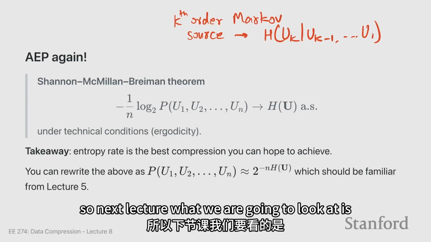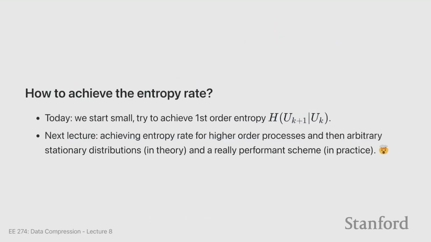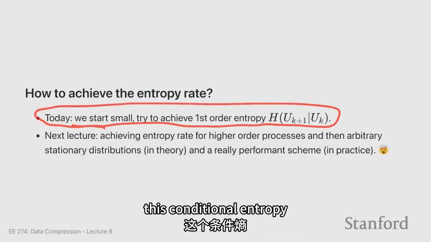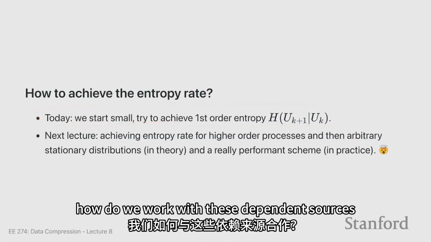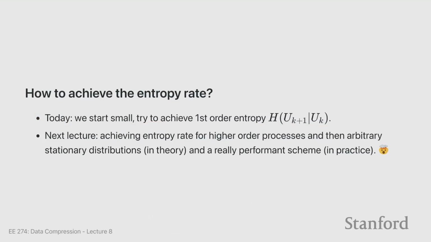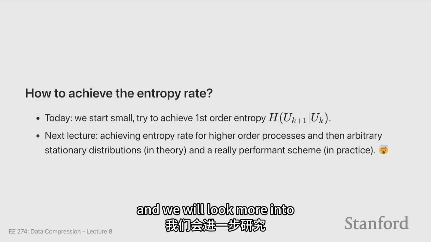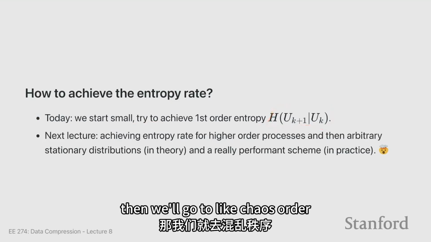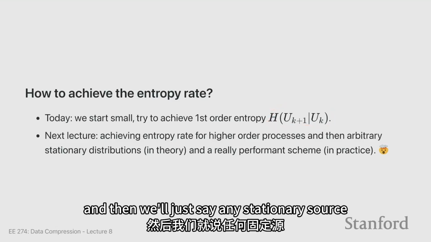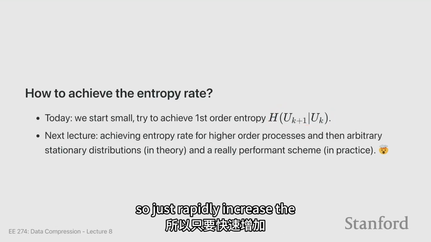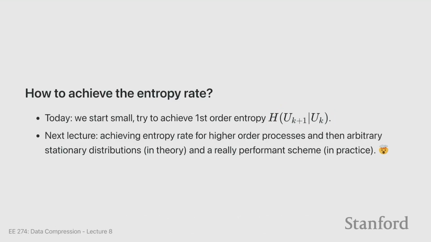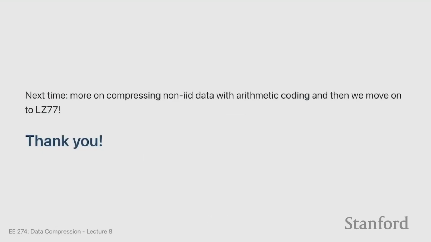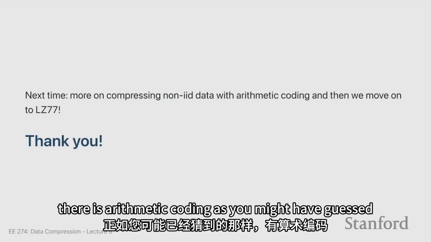So next lecture, we will see how we can achieve this conditional entropy. How do we work with these dependent sources? First we'll start simple, just first order. Then we'll go to kth order. And then we'll say any stationary source. So we rapidly increase the generality of our ideas. And we will use arithmetic coding, as you might have guessed.